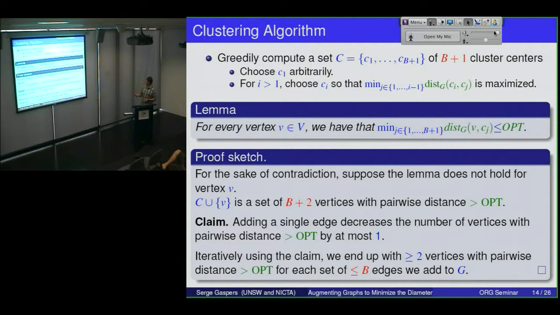So even if we add B edges to the graph, we will still end up with at least two vertices with pairwise distance more than opt. This shows that you can never reach a diameter of opt using edges of cost at most B. To prove this claim, we have to do a case analysis. It's not very hard to do, but kind of tricky to present and talk about, so I skip it.